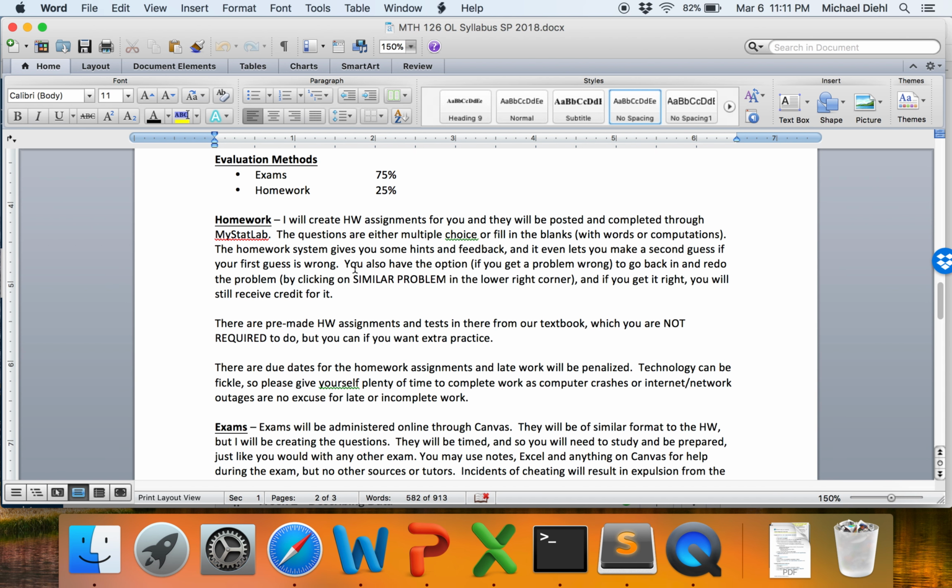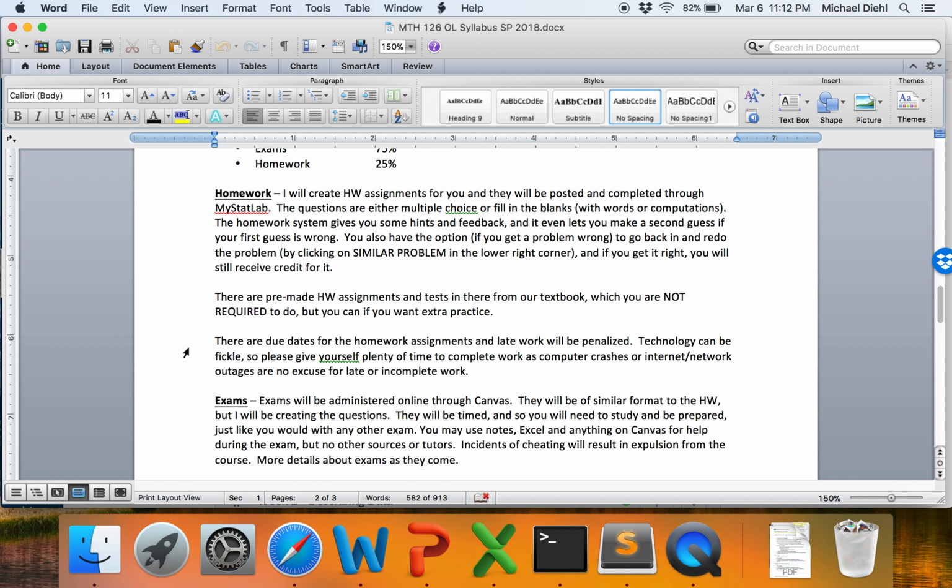The other thing you have at your disposal is that if you get a problem wrong, you can go back and redo the whole problem. I'll show you this, but there's a little button at the bottom of the problem, I think usually in the lower right corner, that says similar problem. Basically it shuffles up the parameters or the numbers in the problem and lets you try again. You still get credit if you get it right, and you can redo these as many times as you want. I think that's the best way to do homework in this kind of class.